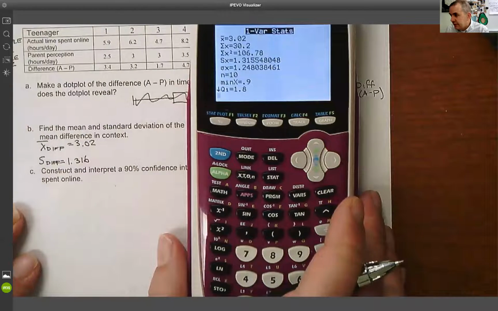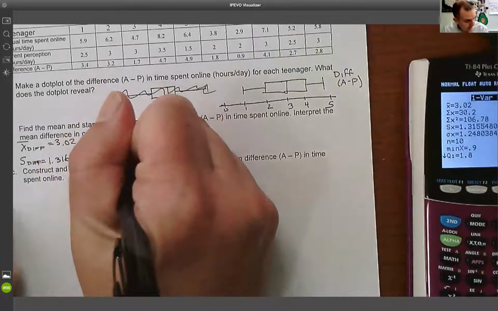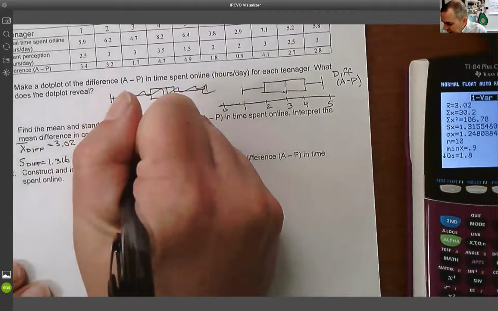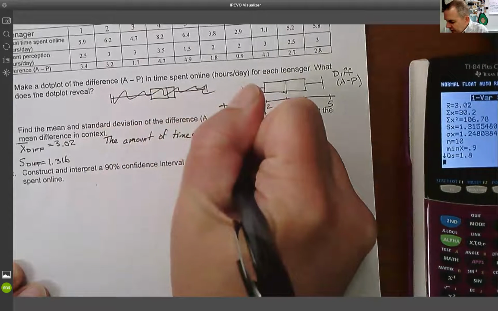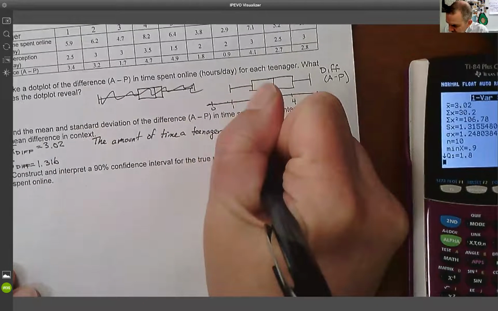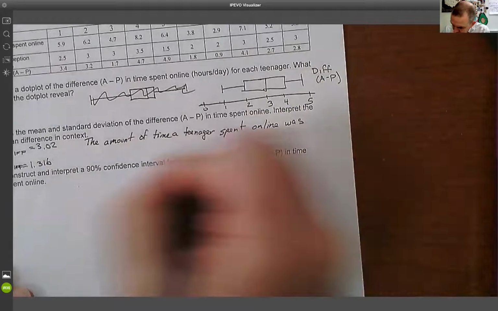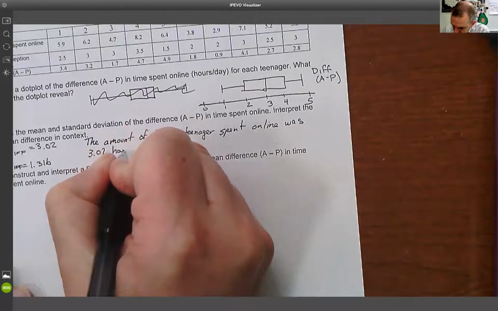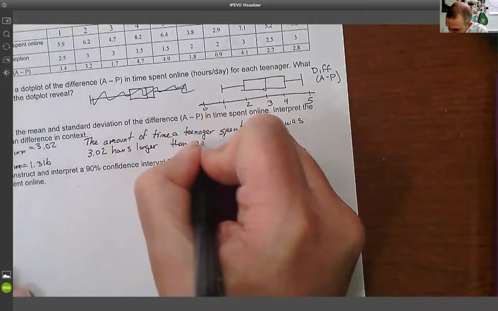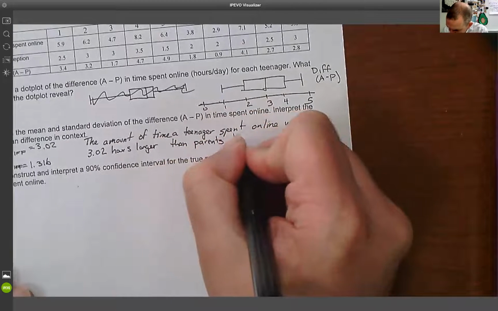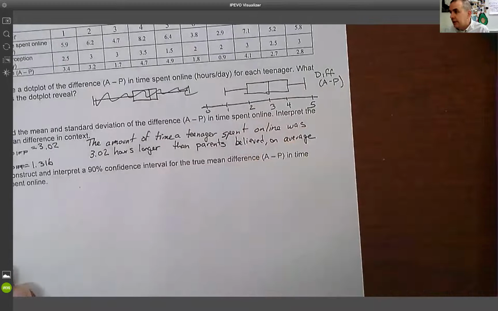So now if I wanted to interpret those, basically, the amount of time a teenager spent online was 3.02 hours longer than parents believed or perceived on average.